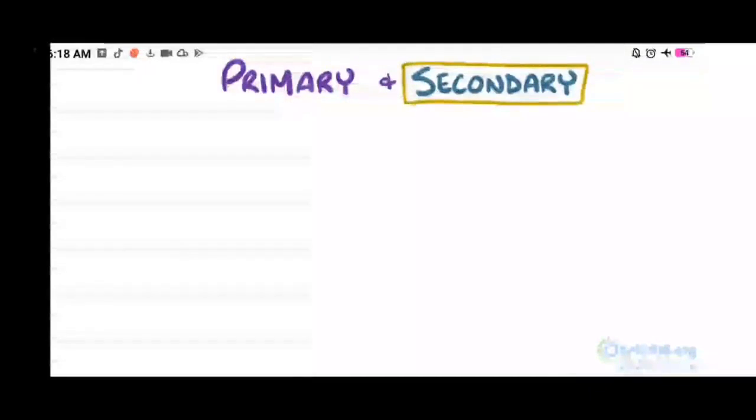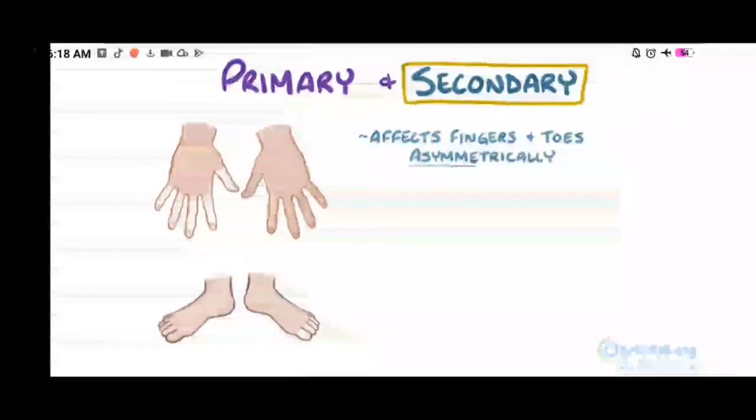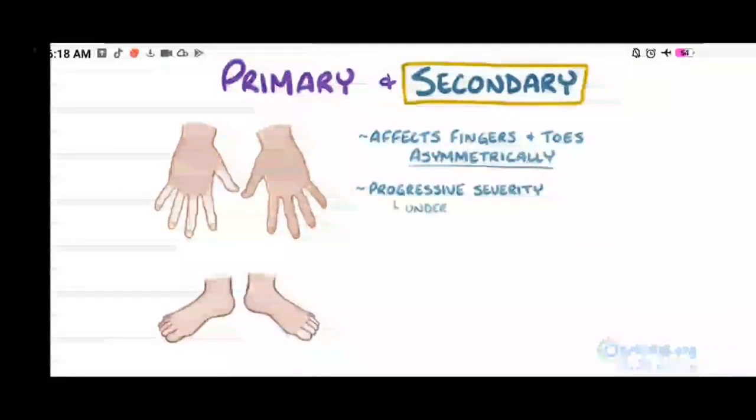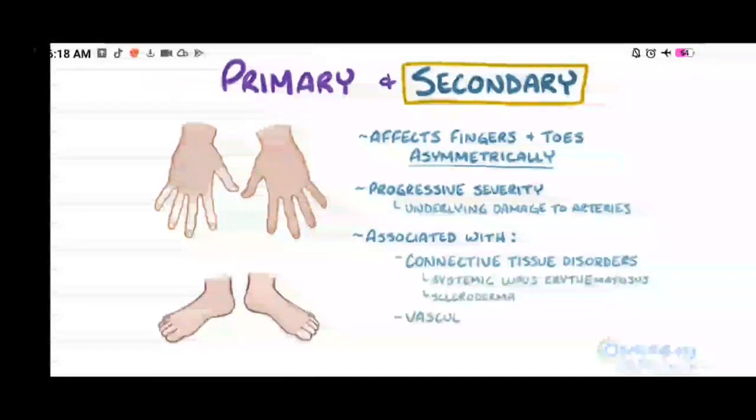In contrast, secondary Raynaud phenomena usually affect fingers and toes asymmetrically, and there is often progressive severity because there is often underlying damage to the arteries. It is also often associated with connective tissue disorders like systemic lupus erythematosus and scleroderma, as well as vasculitis like Buerger disease and Takayasu arteritis.